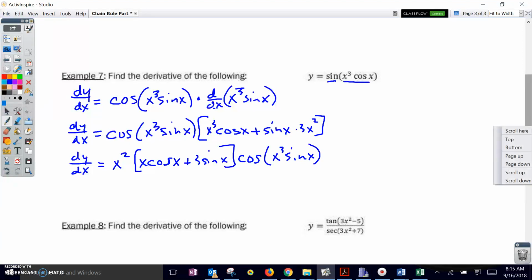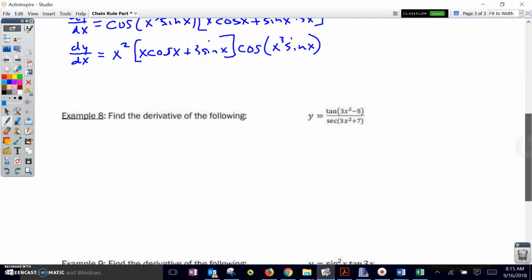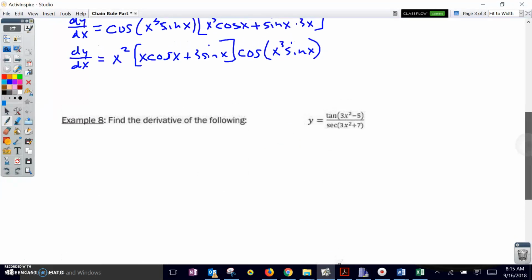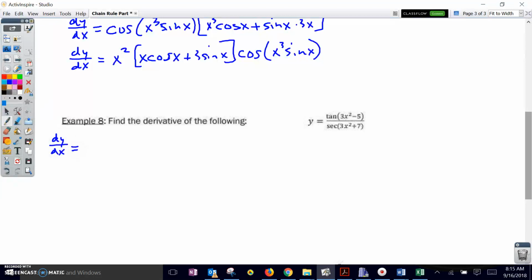Alright, number 8. y equals tangent of the quantity 3x squared minus 5 over the secant of the quantity 3x squared plus 7. This one looks like it's going to get ugly for us. So I'm going to go ahead and apply the quotient rule here. So we've got dy dx equals low times the derivative of high. And when we take the derivative of the tangent, we need to apply the chain rule. So we've got the derivative of the outside, which is secant squared, leaving the inside the same, times the derivative of the inside.